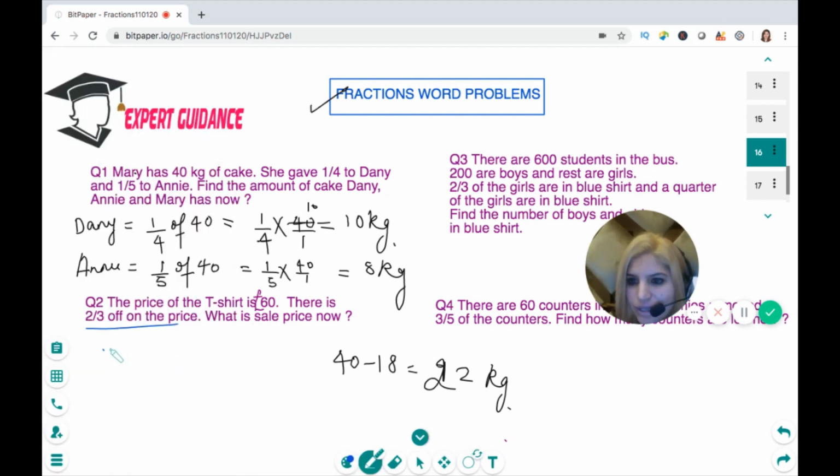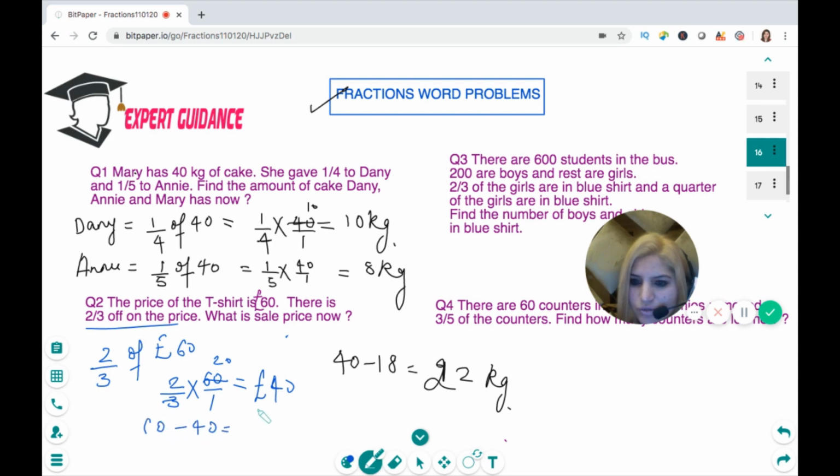So how much is the off? That is 2/3 of £60. So 2/3 of 60 is 2 times 3 times by 60 over 1. So that is £40. So how much is the off £40? So what will be the sale price now? 60 take away 40, which is £20. Let's move on to the next question.